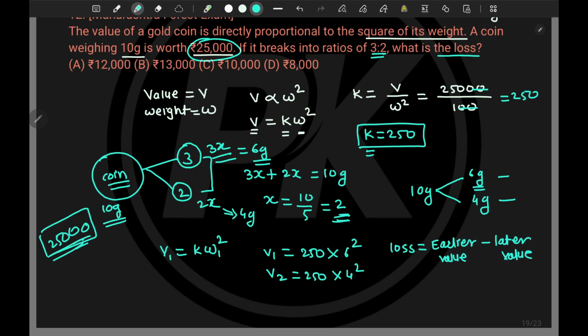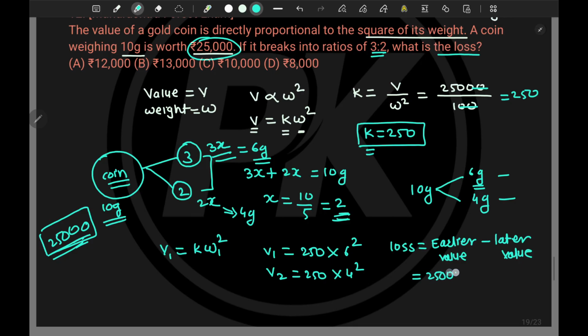Can I say like that? Right? The earlier value was 25,000. The later value was this v1 plus v2, right? Because we have two coins. So in bracket v1 plus v2, I can write this 250 is common. So I'll take this 250 common out, and in bracket it will be 6 square plus 4 square, and hence it will be equal to 25,000 minus 250 into, 6 square is 36 and 4 square is 16, right?